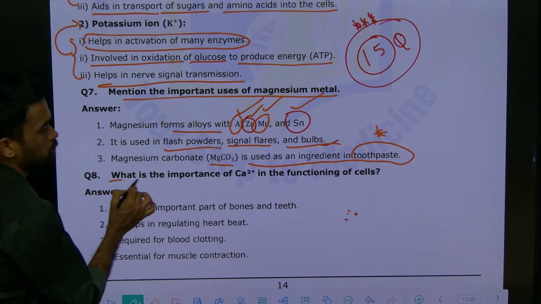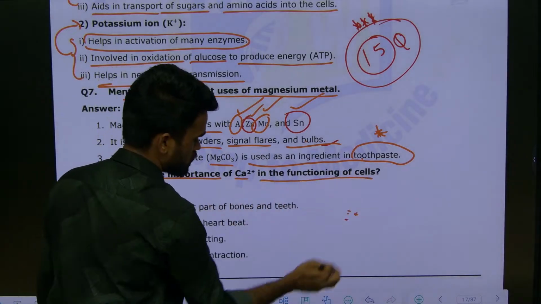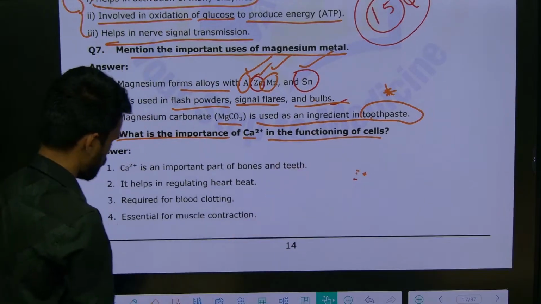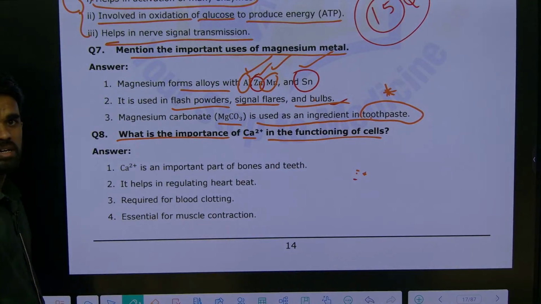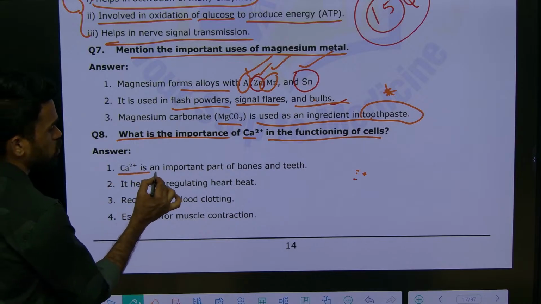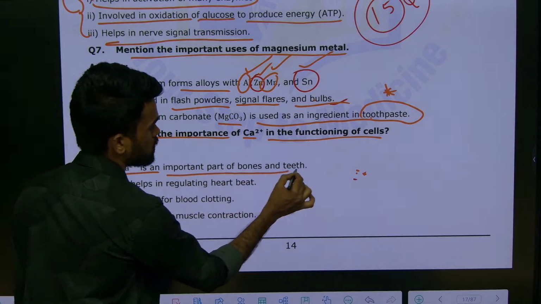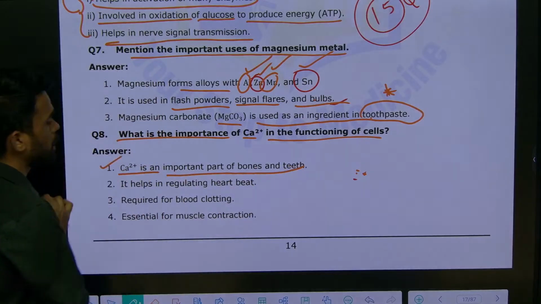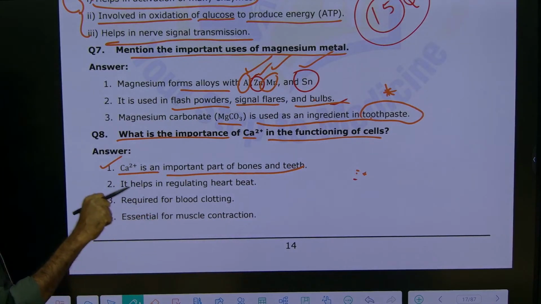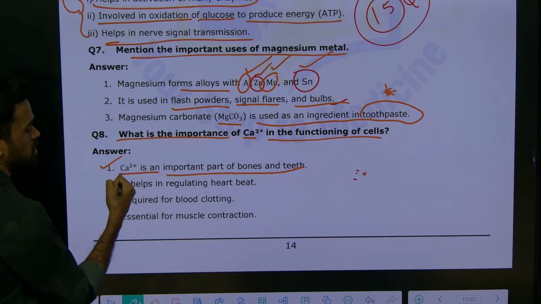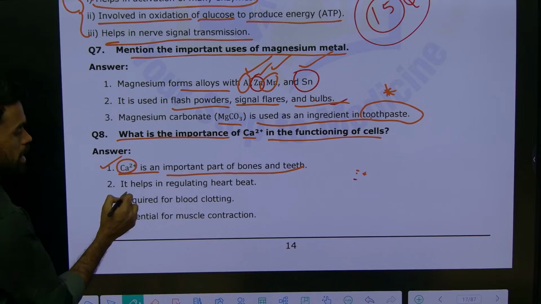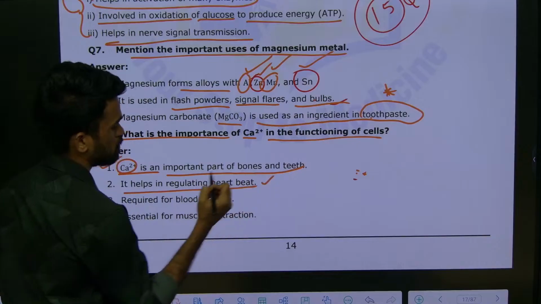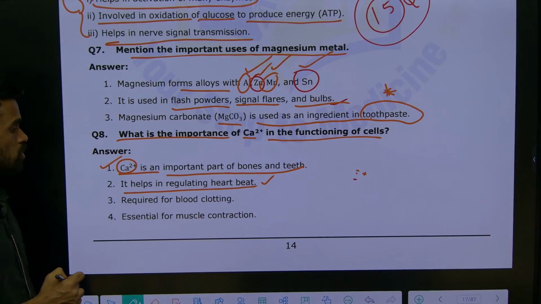What is the importance of calcium ion in the functioning of cells? First, the calcium 2+ ion is an important part of bones and teeth, because bones and teeth contain calcium ions. It also helps in regulating heartbeat.